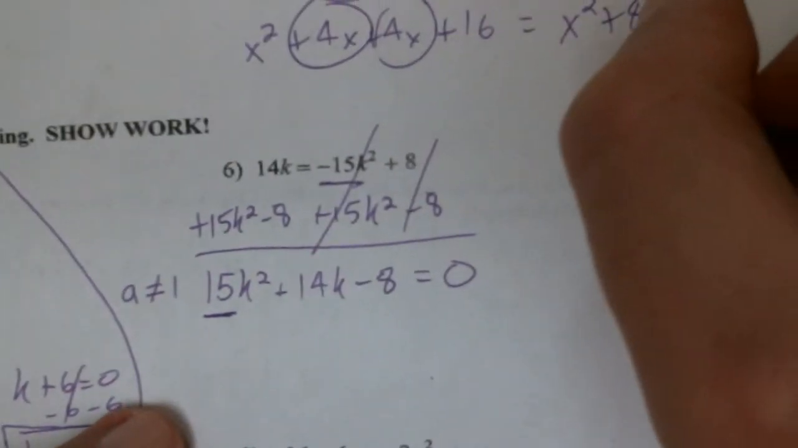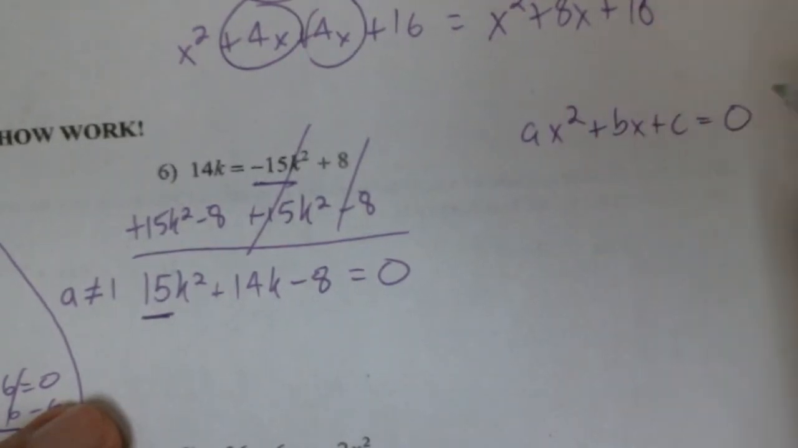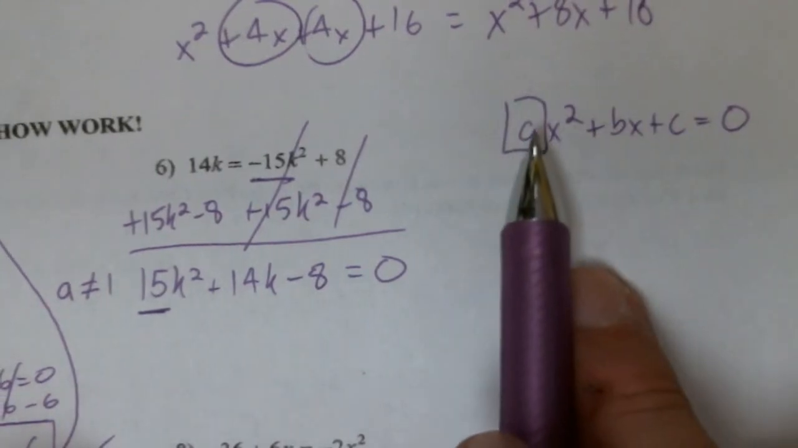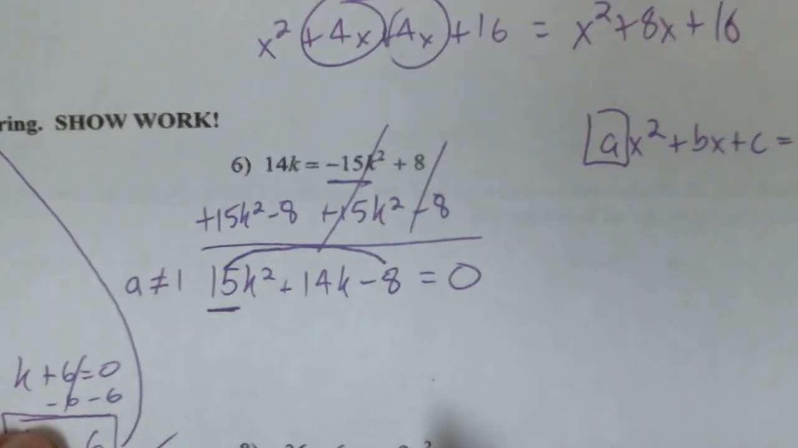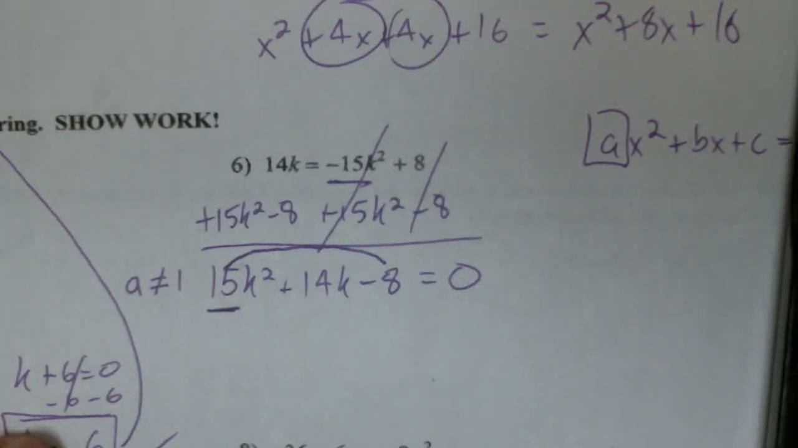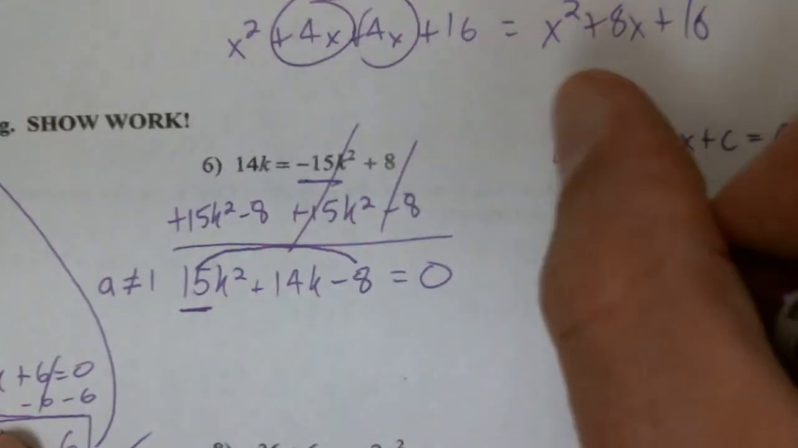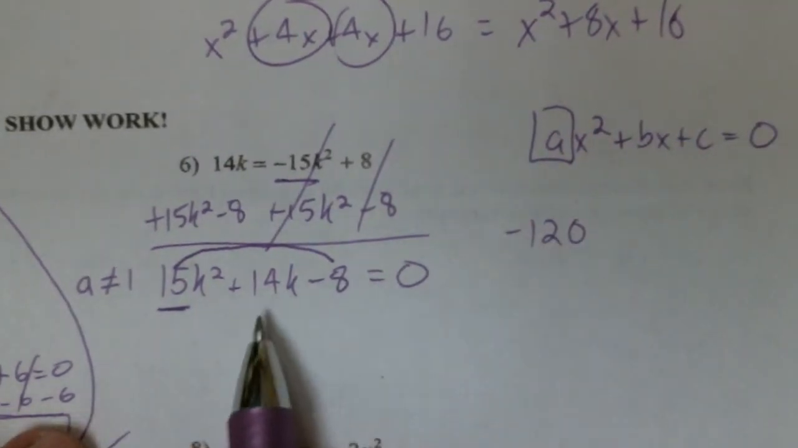So when a is not equal to 1, remember our standard quadratic equation is ax squared plus bx plus c equals 0. When this guy right here is not a 1, it's something other than 1, 2, -6, 1.8, whatever. When that guy's not 1, I must do the rainbow thing. Okay, I've got to multiply a times c. Okay, 15 times -8. 15 times -8 is equal to -120. Okay, so this is a temporary number, so you're going to come out here to the side. This is a temporary number that I'm going to use to split this middle term.